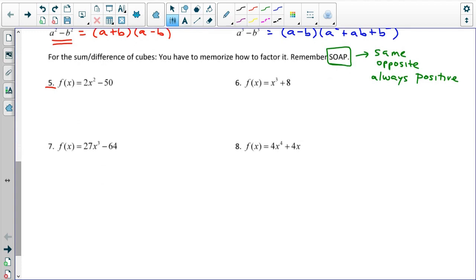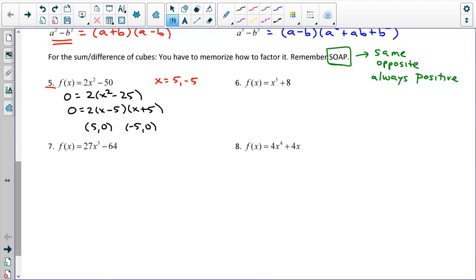5, 6, 7, and 8. First thing, I'm going to set this equal to 0. There's a GCF here. I can factor this into x minus 5, x plus 5. So my intercepts are at 5, 0, negative 5, 0. And if the question was asking to solve for x and it was equal to 0 at the beginning, I would write 5 and negative 5 as my two answers.